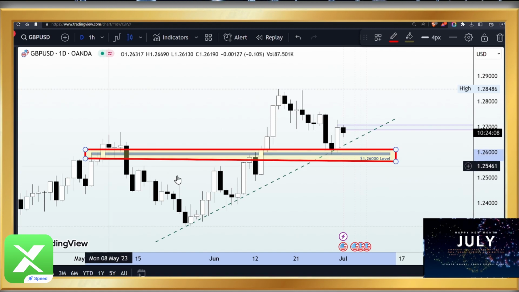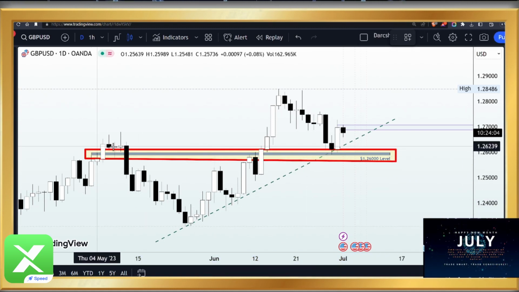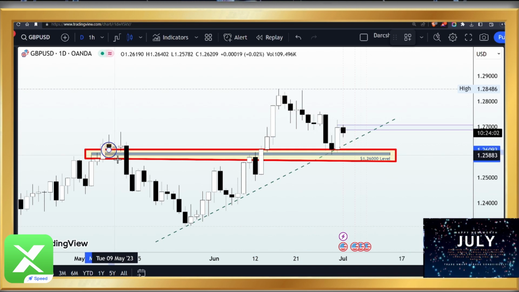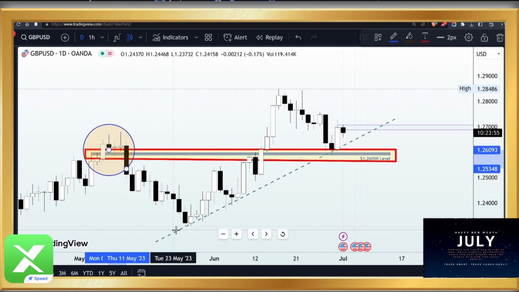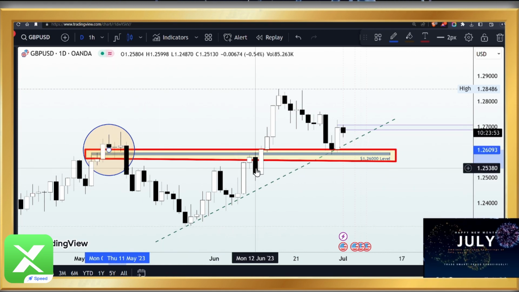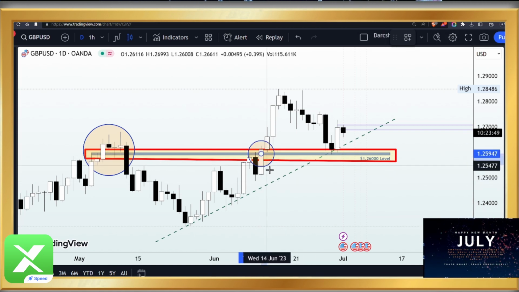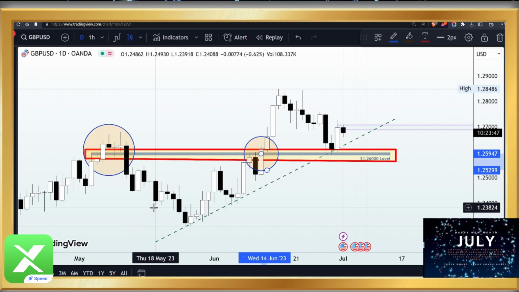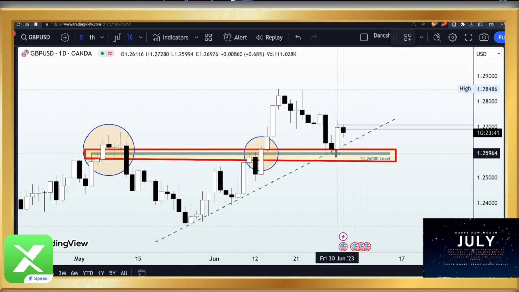Now, if you look at that level along the 1.26, you will see how it has been a very strong selling niche at one point, especially at the beginning of the month of May. We saw price drop to the downside from that area. Then later, during the second week of the month of June, we saw how price action did a final breakout of that level.